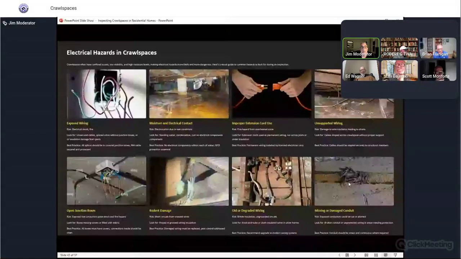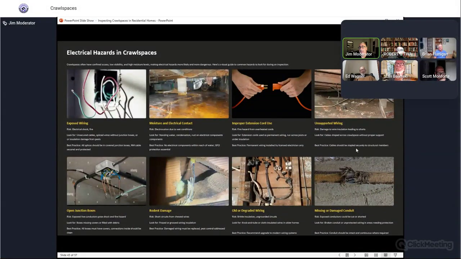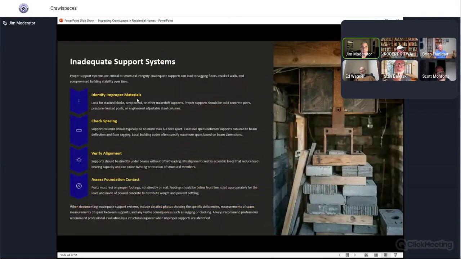We want to look for any kind of electrical issues. It's very important. And a lot of times in a crawl space, it's just going to look like this because the electricians don't want to get in there and properly support everything and make it nice and neat. Inadequate support systems, we've talked about this. You're going to check for your spacing, verify alignment, check for any loose posts, any loose logs, any disconnections, improper materials. That all should be supported properly and pointed out in the report.